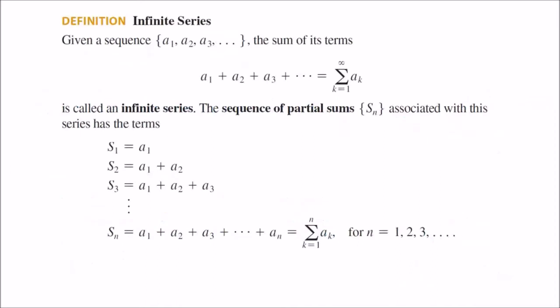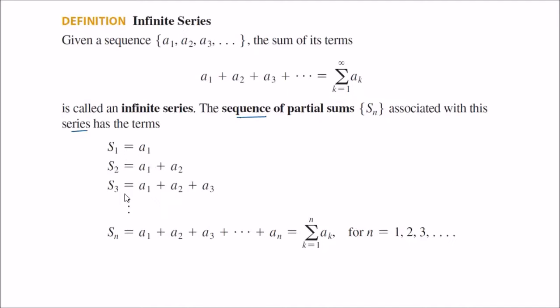So with all the math symbols, basically what I just did on the previous screen is summed up in this definition. Right? Given a sequence of terms, the sum of its infinite terms can be written like this. It's called an infinite series. The sequence of partial sums associated with this series. So here, again, we're creating a sequence. What's the difference between a sequence and a series? A series is all the numbers added up. A sequence is a list of numbers. So this sequence is a list of the partial sums.